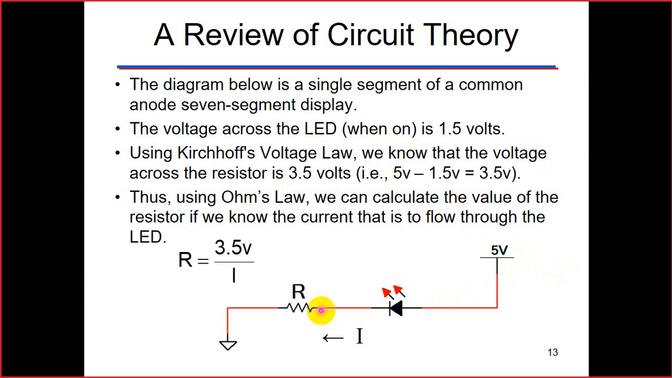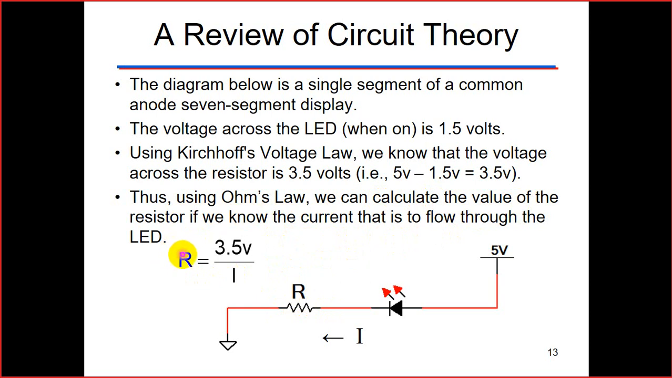So what voltage do you get in Kirchhoff's voltage law? 5 minus this voltage drop, what remains? 3.5 volt. So the voltage across the resistor is 3.5. So thus using Ohm's law, you can calculate the value of the resistor if you know the current that is to flow through the LED.